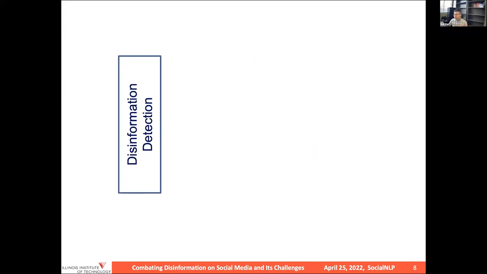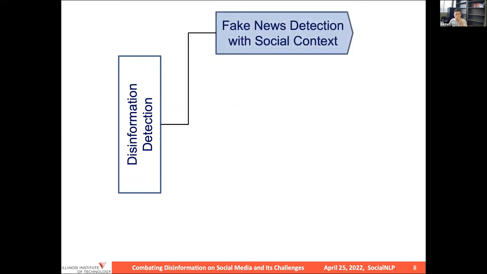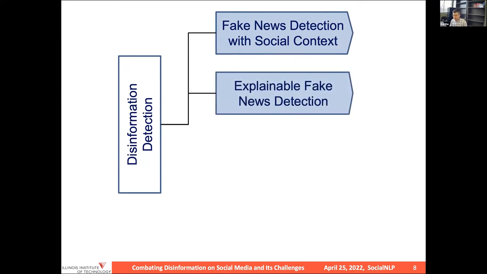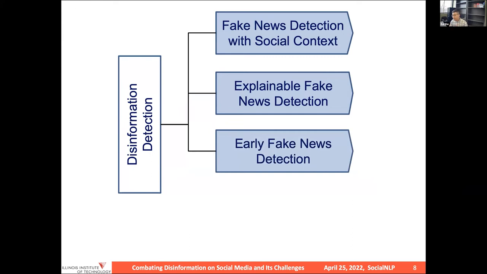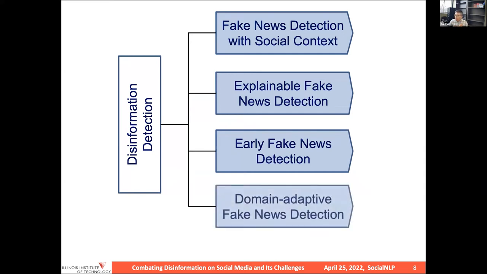Okay, so next I will introduce some of my recent representative research on fake news detection for solving these challenges. First of all, when we have enough labeled news and social engagements, how can we detect fake news effectively with social context? Second, to involve and benefit domain experts such as fact checkers and journalists, how can we make the fake news detection results more explainable? Third, social context may be helpful to detect fake news, but it usually takes a long time to aggregate, right? Can we detect fake news at an early stage, and how early can it be? And last, fake news detectors trained in one domain may not work in new domains. So how can we learn domain adaptive fake news detection?